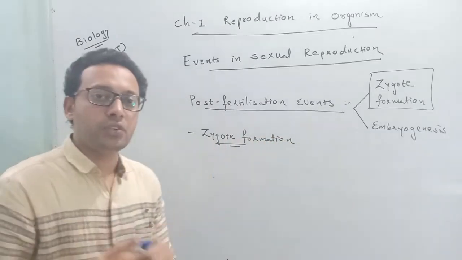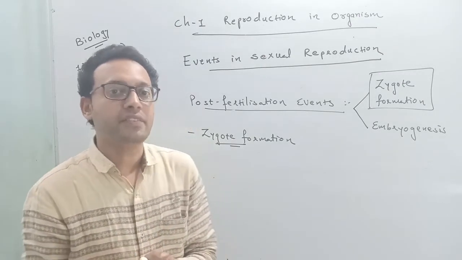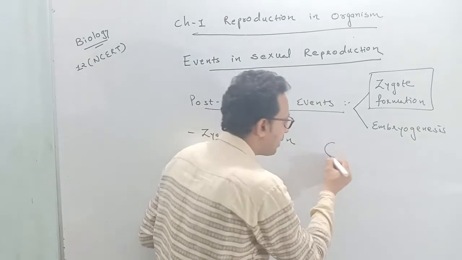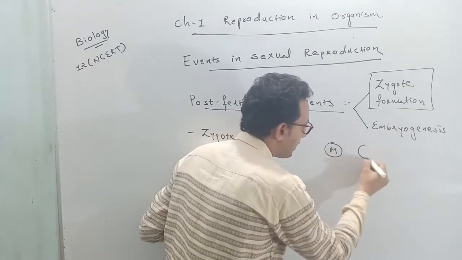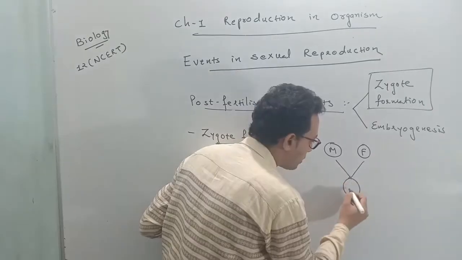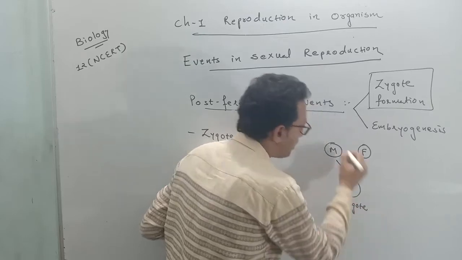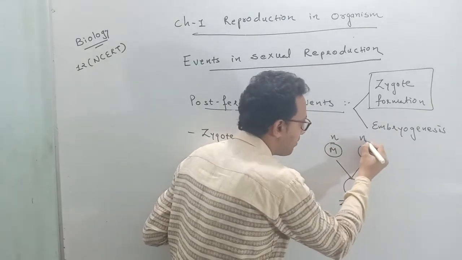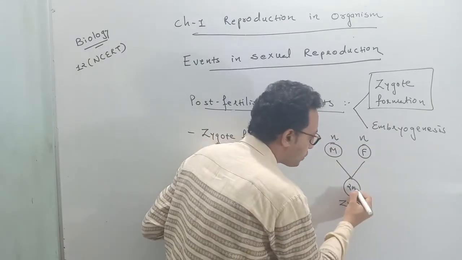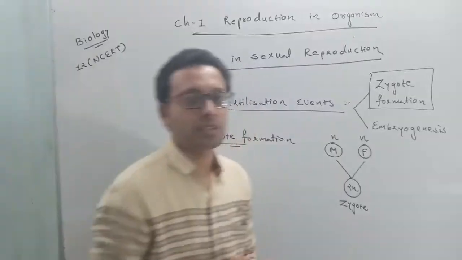You already know that there is a fusion in fertilization, or there is syngamy in fertilization. Fusion between what? Gametes, the male gamete and the female gamete. They fuse together and that leads to the formation of a zygote. The male gamete is haploid, the female gamete is haploid, and that leads to the formation of a zygote. This is called the zygote formation process.